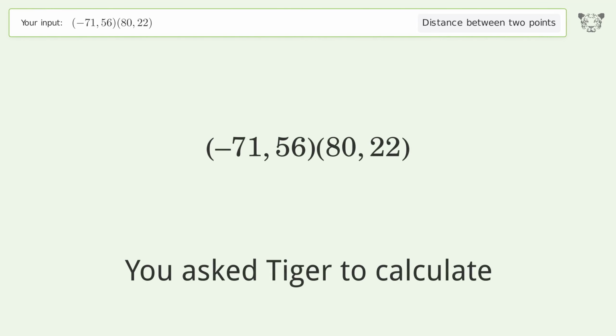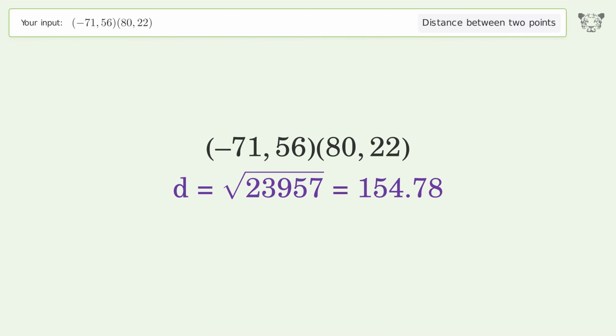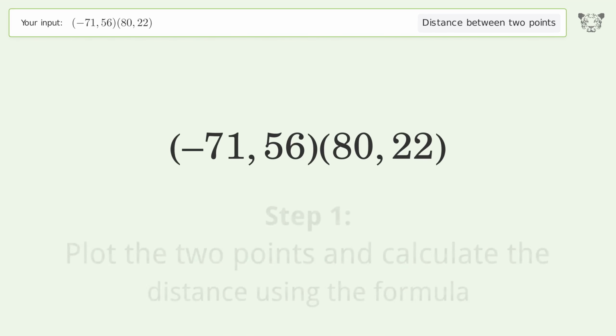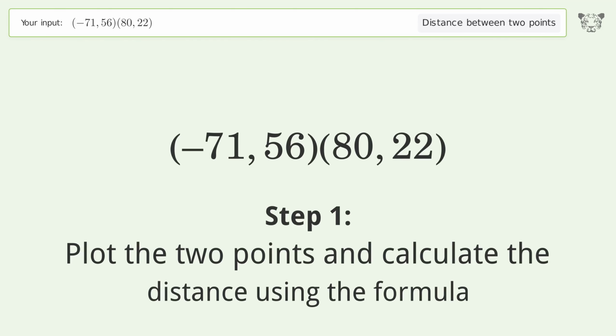You ask Tiger to calculate. This deals with the distance between 2 points. The distance between the 2 points is the square root of 23,957 or 154.78. Let's solve it step by step. Plot the 2 points and calculate the distance using the formula.